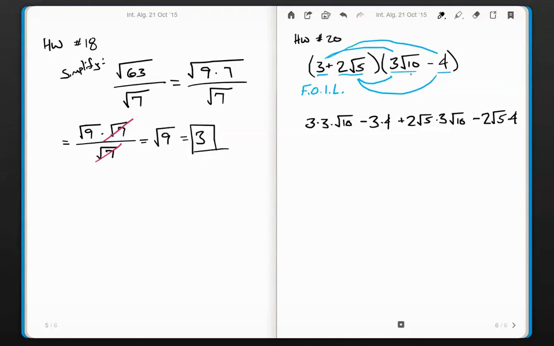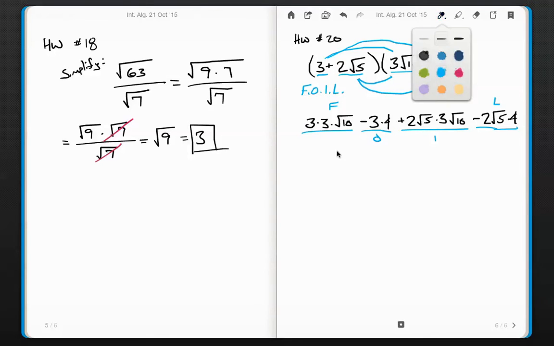All right. Now let's do a little housekeeping here, or maybe we should label our FOIL. This is front. This is out. This is inner. And this is last. Okay. Is there any cleaning up we can do here? Sure there is. Well, 3 times 3 is 9. So this just becomes 9 root 10. And then 3 times 4 is minus 12.